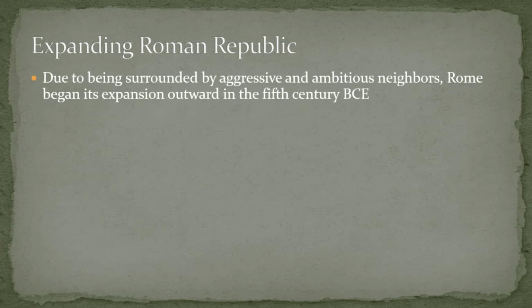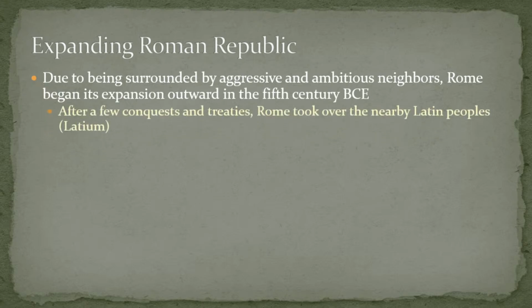So, Rome was surrounded by aggressive neighbors, and it decided to respond by conquering everybody. A very Sparta thing to do. So they began expanding in the 5th century BCE. So that would be, I guess, the 400s. So about a century after they became free, they decided to do their own thing. They conquered a couple places, did a couple of treaties. They took over the nearby Latin peoples, the region known as Latium. Don't want to say Latinum, wrong word, which again is that region to the south.